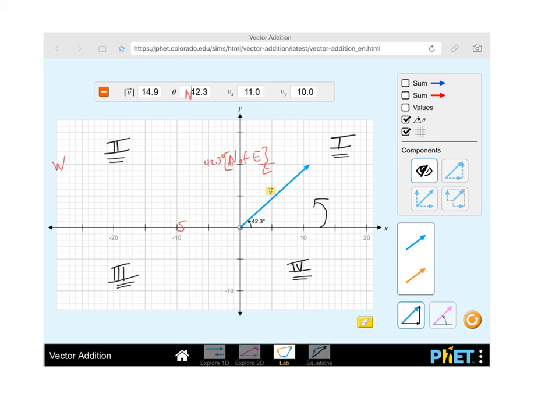Now I could also measure this a different way. If I take 90 and I subtract 42.3, that value, if we measure it in this direction, would be 47.7 degrees. So that direction would be east of the north direction. So it would be 47.7 degrees east of north, and I would put that in brackets. So play with that within the simulation here and try to get a feel for how to use the various types of vector specifications.